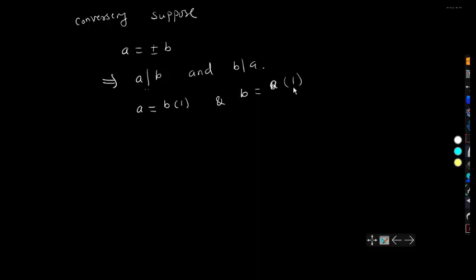Conversely, suppose A equal to plus or minus B. So this implies that if A equal to plus or minus B, then A divides B and also B divides A. Why does A divide B? Because A can be written as B into plus or minus 1, and B divides A because B is equal to A into plus or minus 1. So if A equal to plus or minus B, then A divides B and B divides A.